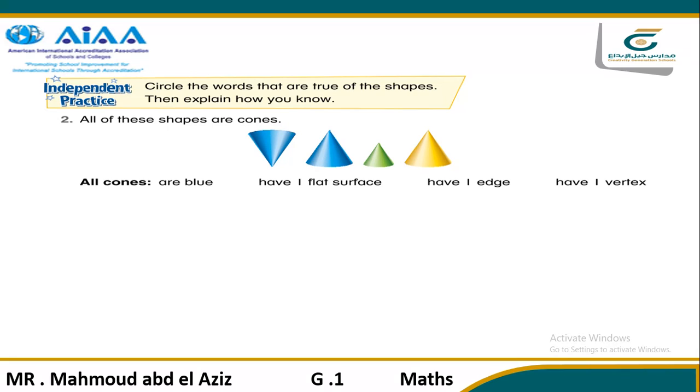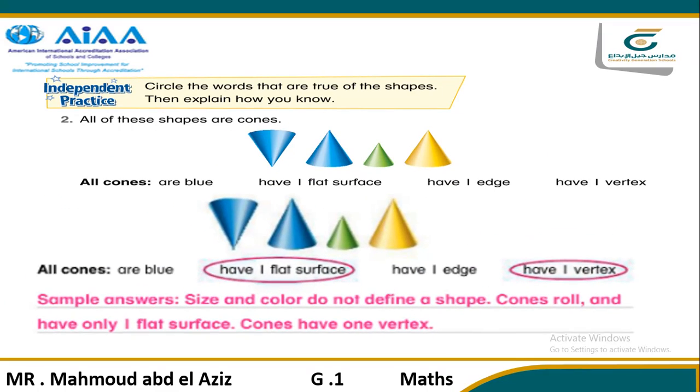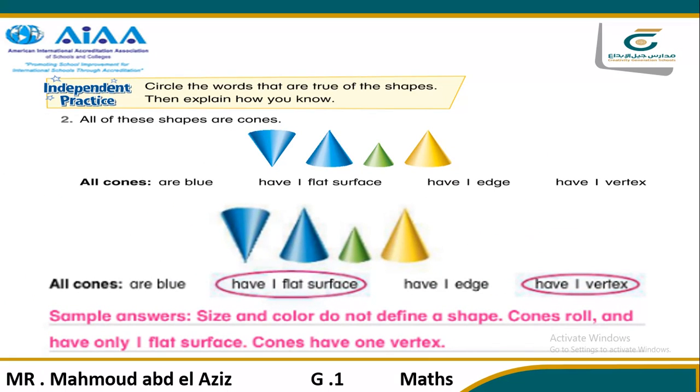Are all cones blue? No, not all of them are blue. We have here a cone which is green and another one yellow. The second one has one flat surface? Yes, excellent. The third one has one edge? No. The fourth one has one vertex? Yes, excellent. So we'll choose here have one flat surface and have one vertex.